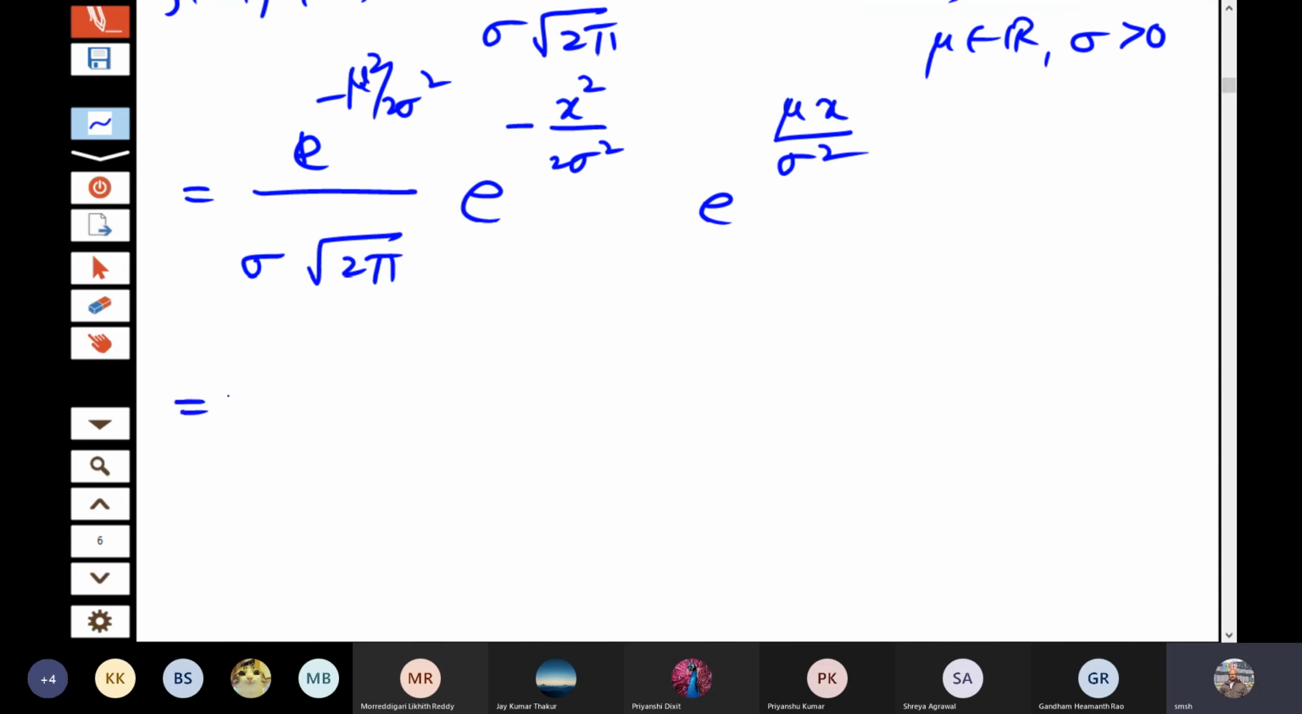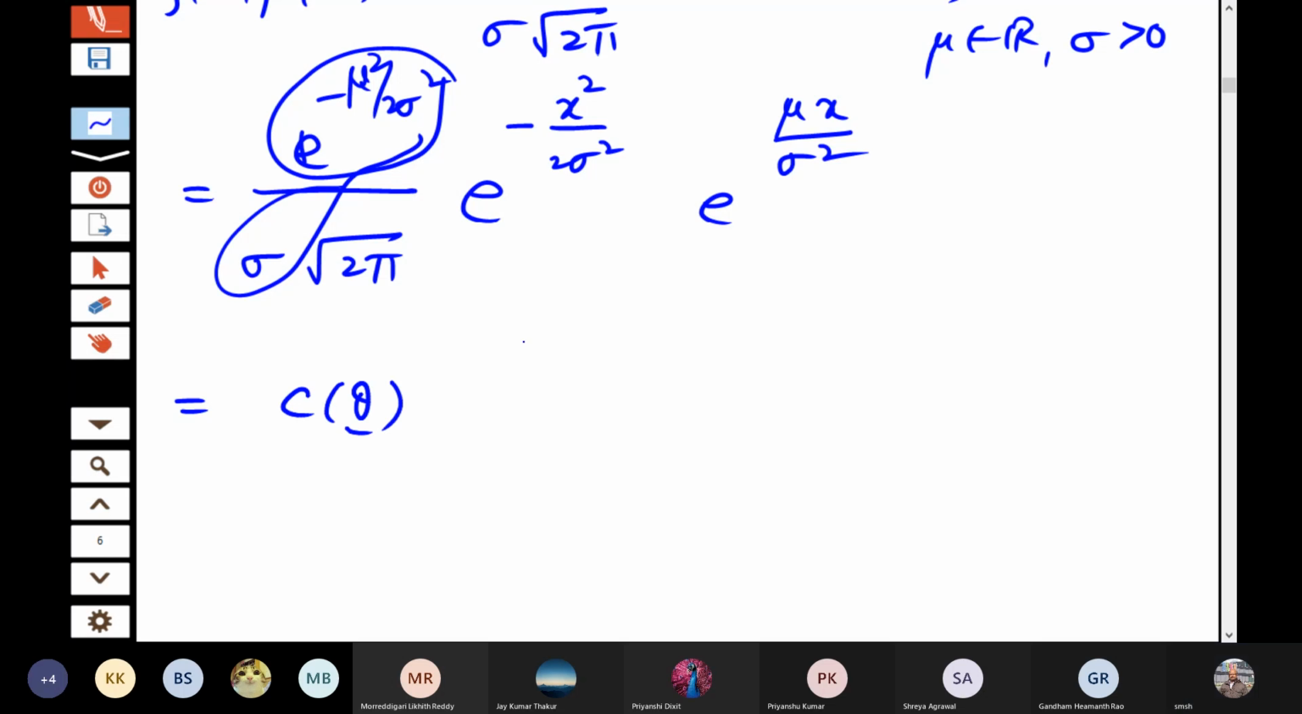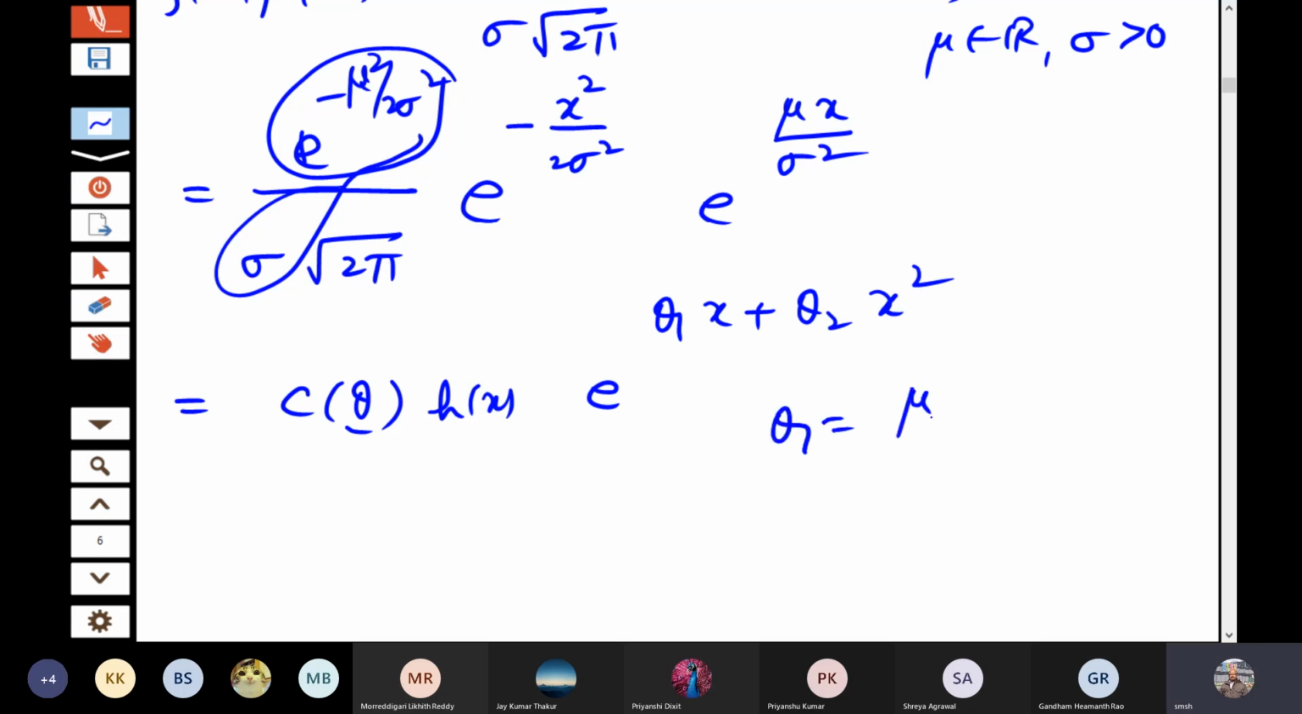So see, this particular term is a function of the parameters. Okay. So this we can write as c(theta), and then you have this 1 by root 2 pi, we can consider it as h(x), then e to the power theta1 x plus theta2 x square. So this theta1 I am taking to be mu by sigma square, and theta2 I am taking to be minus 1 by 2 sigma square. So this is a 2-parameter exponential family.